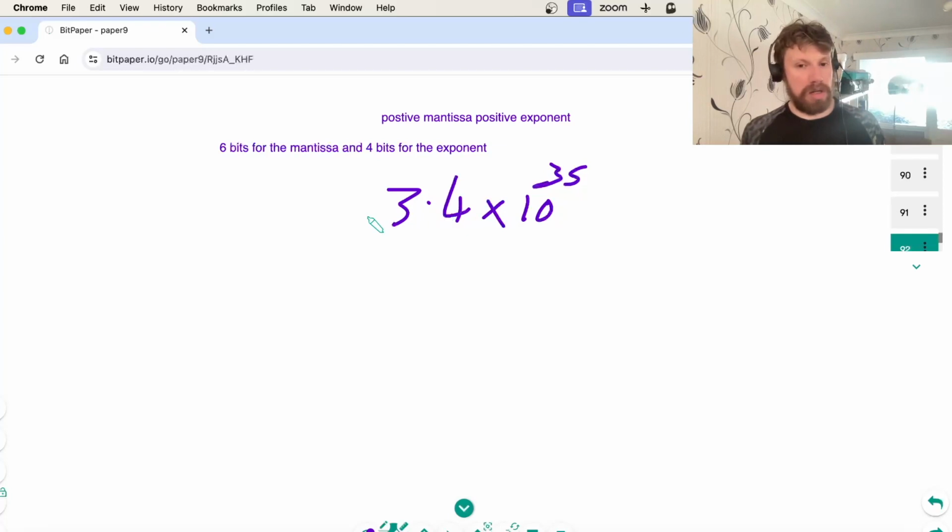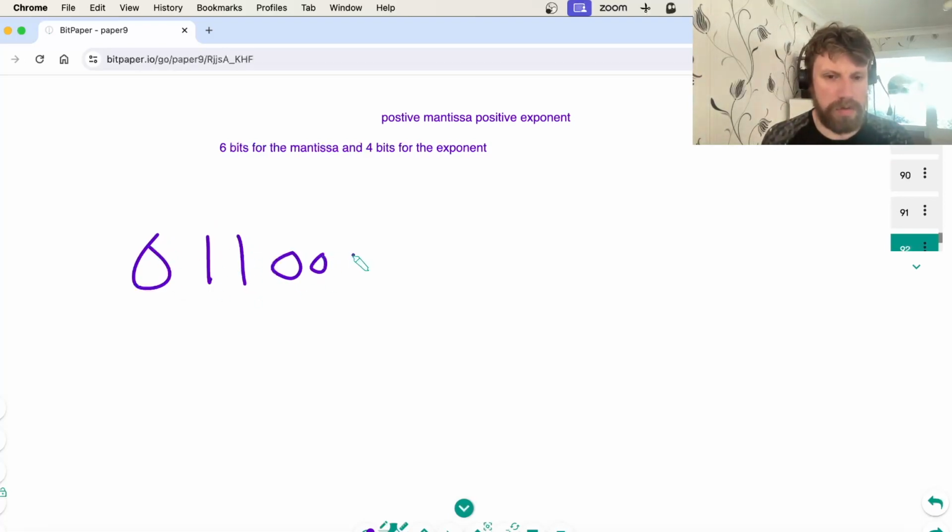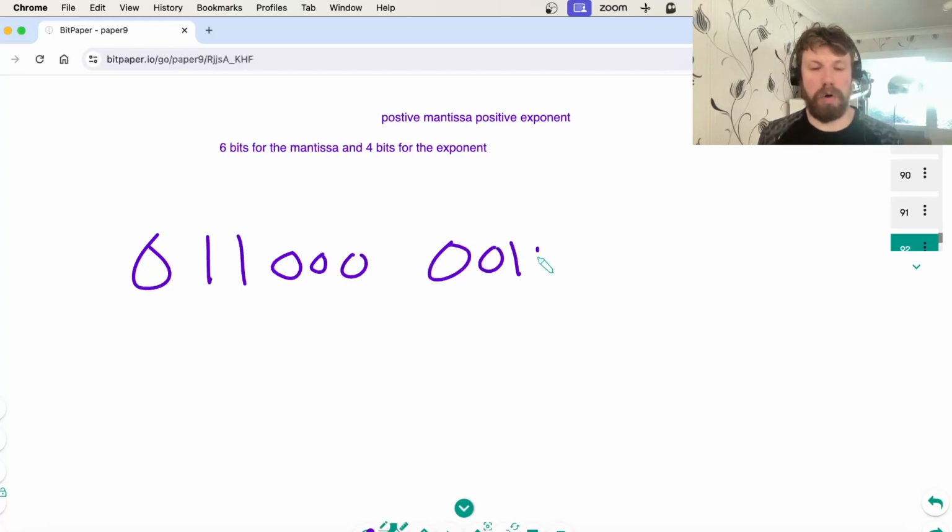A couple of keywords. This is a mantissa, this part, and this is the exponent. What we need to do is show what the example of this is going to be in binary. If I make up a number, 0, 0, 1, 1, 0, 0, 0, we've got 6 numbers for the mantissa, and then it's going to give you 4 bits for the exponent. So let's just go 0, 0, 1, 1.